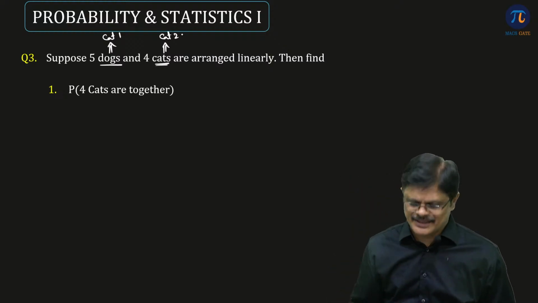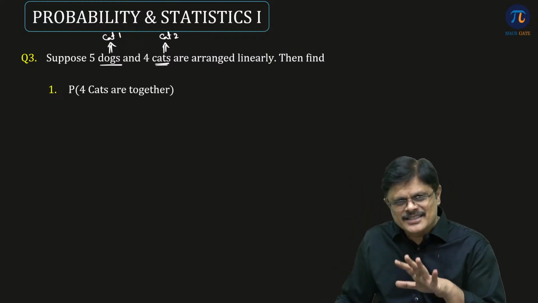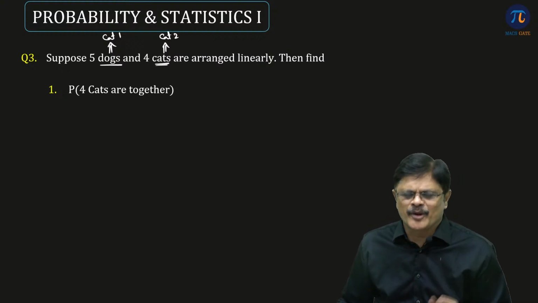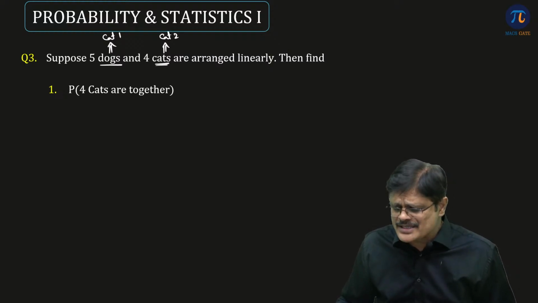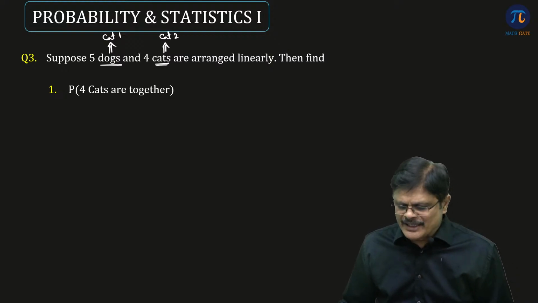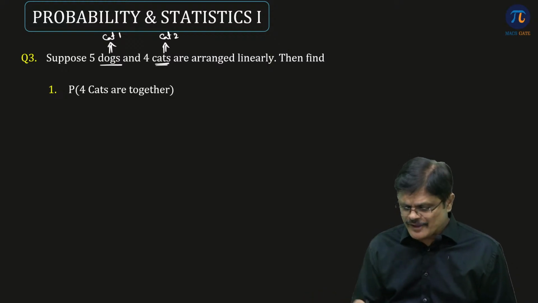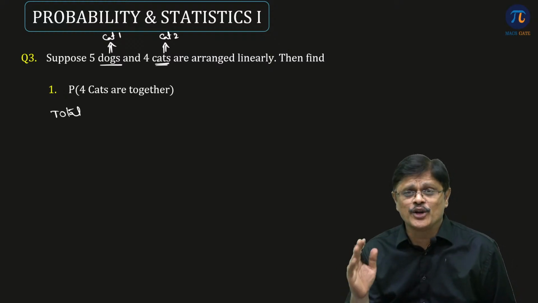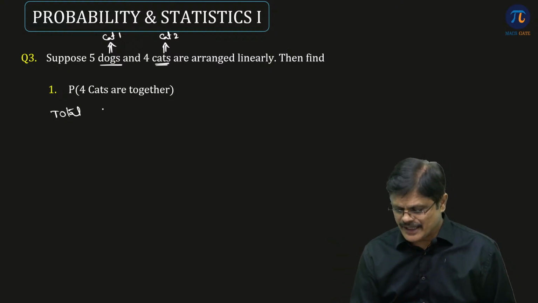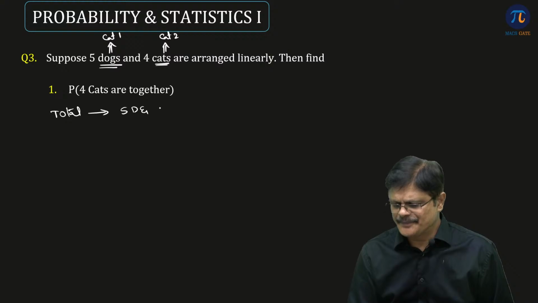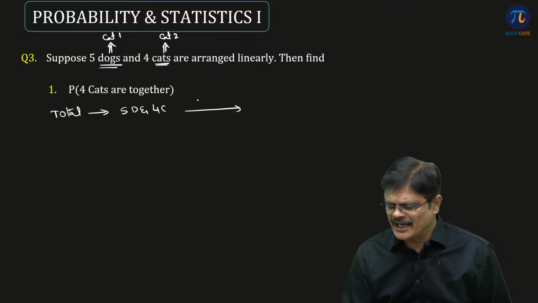Always understand the logic. So first let us try to handle this dogs and cats problem. Later on, instead of dogs and cats, you can keep different things and try the problem. Same thing. Suppose 5 dogs and 4 cats are arranged linearly. Find the probability that the 4 cats are together. So first of all, the total. What is the total, sir? We are having 5 dogs and 4 cats. We are arranging 5 plus 4, 9 units in a line.